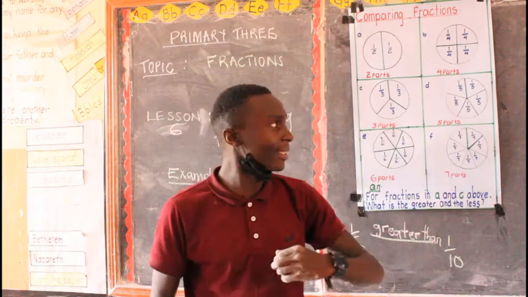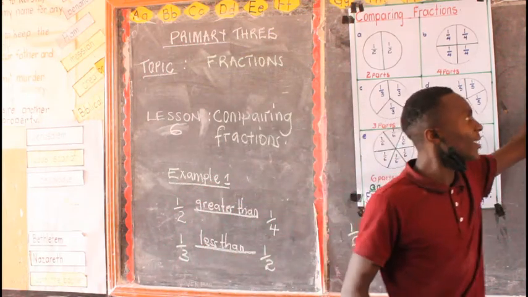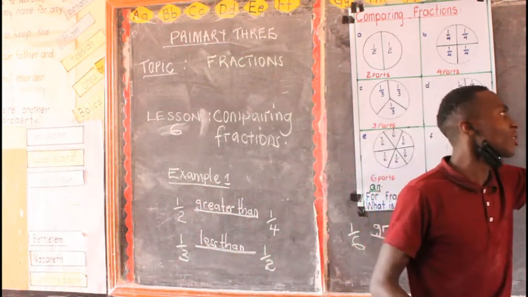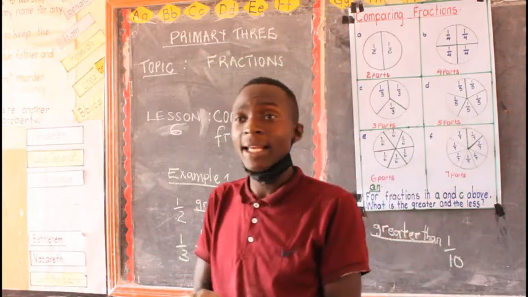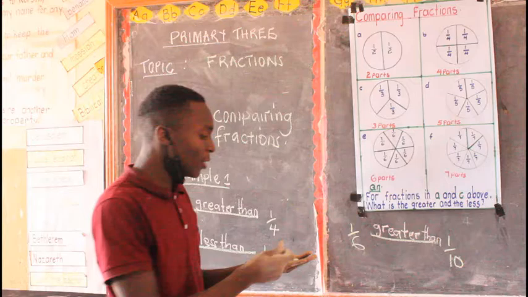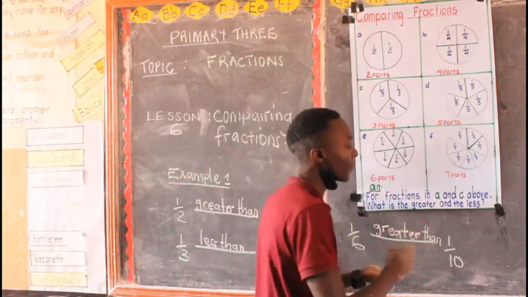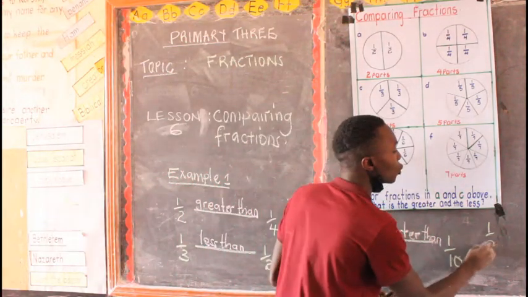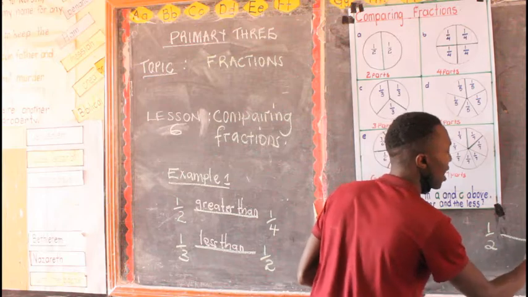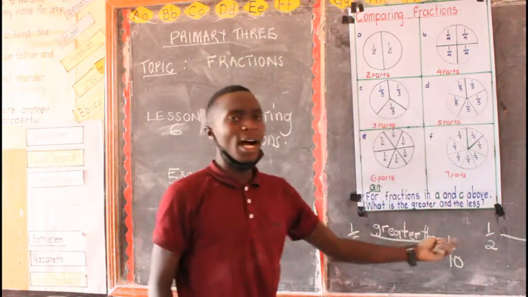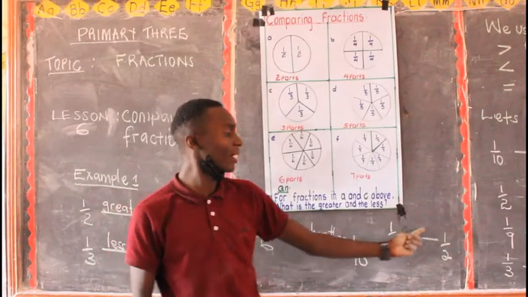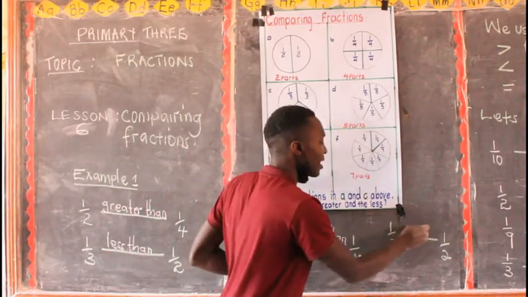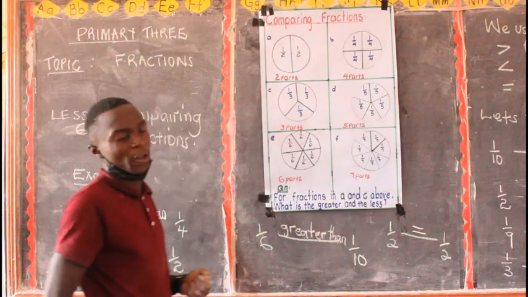That's why we say it is less. So this one means less than, and this one is equal to. When you find fractions that are equal, for example 1 out of 2 and 1 out of 2, these fractions are equal, because here is 1 out of 2 and here is 1 out of 2. Just say these fractions are equal.